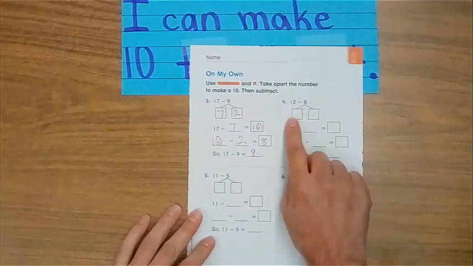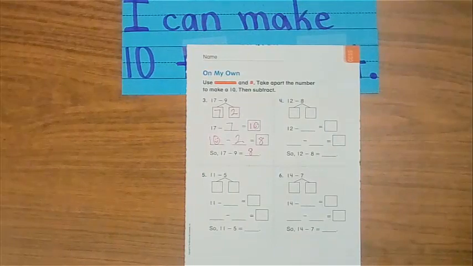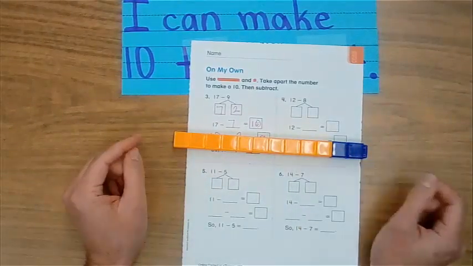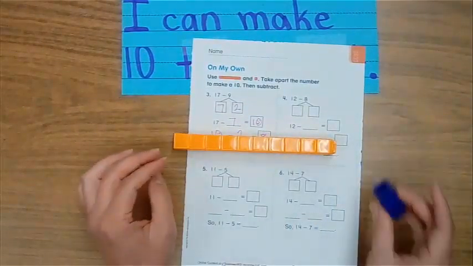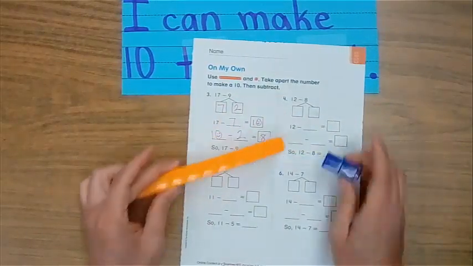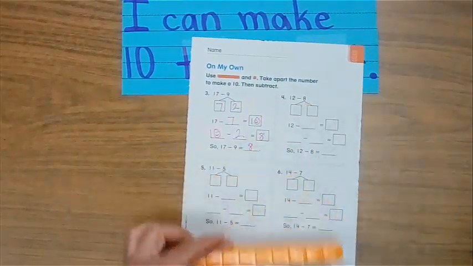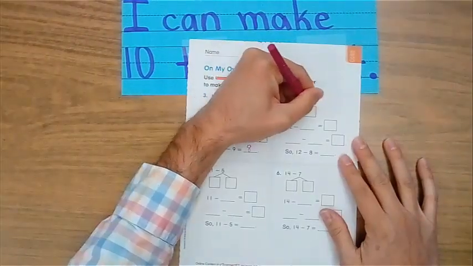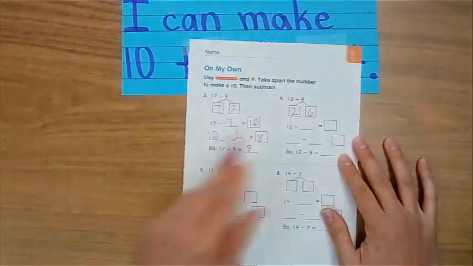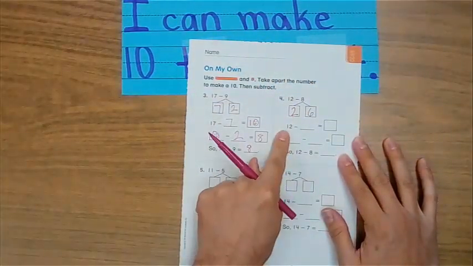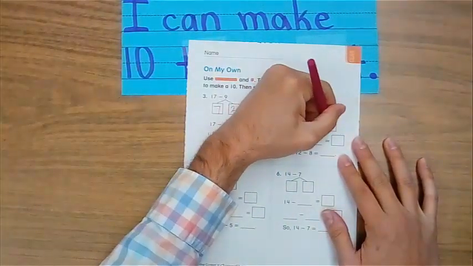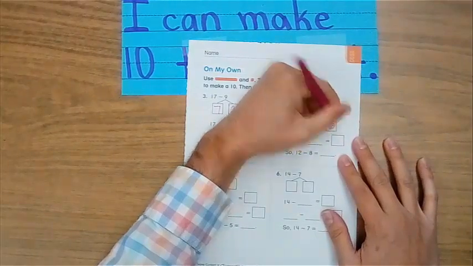All right. So now over here we have 12 take away 8. And I want to make a friendly 10. So if I have 12 blocks and I want to make this into a friendly 10, how many blocks do I need to take away? I need to take away 2 blocks. But then again, I don't have a 2 right there. I have an 8. But I can say 2 and 6 make 8. So now there's my 2. 12 take away 2 makes a friendly 10. That's what I wanted to make.